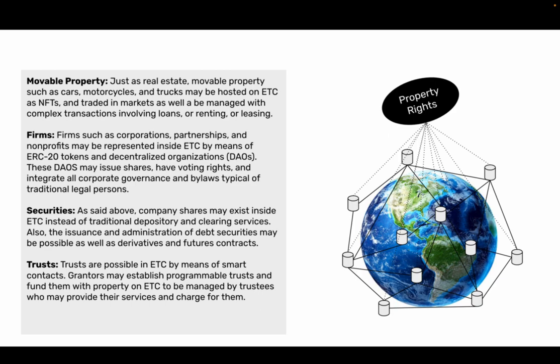Firms. Firms such as corporations, partnerships, and non-profits may be represented inside ETC by means of ERC20 tokens and decentralized organizations, or DAOs. These DAOs may issue shares, have voting rights, and integrate all corporate governance and bylaws typical of traditional legal persons. Securities. As said above, company shares may exist inside ETC instead of traditional depository and clearing services. Also, the issuance and administration of debt securities may be possible, as well as derivatives and futures contracts.